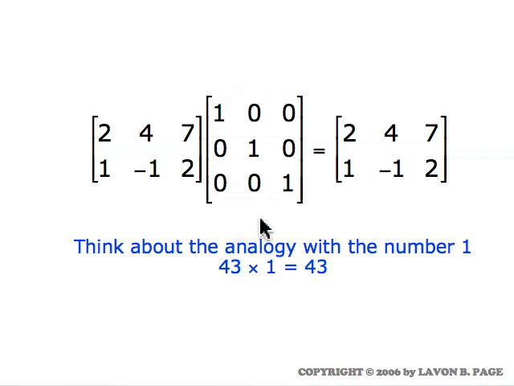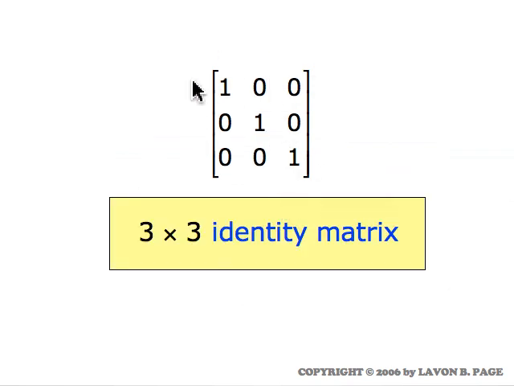So the role that this matrix is playing with matrix multiplication is analogous to the role that the number 1 plays with numerical multiplication. The number 1 has the property that multiplying 1 times any other number leaves the other number unchanged, and multiplying a matrix by this matrix that we're looking at has a similar property. This matrix is named the 3 by 3 identity matrix.